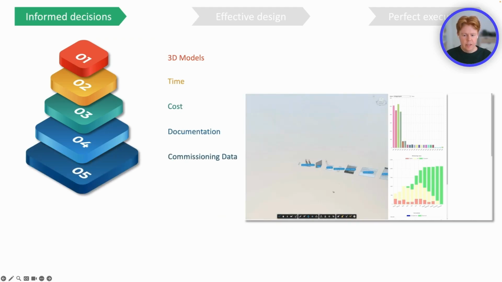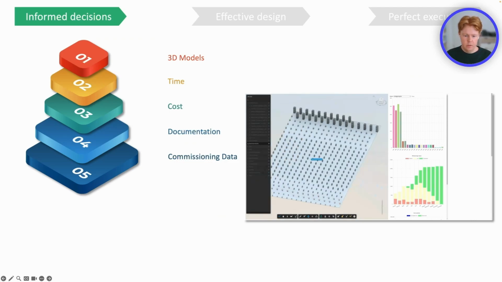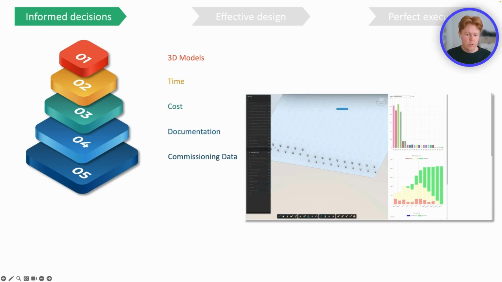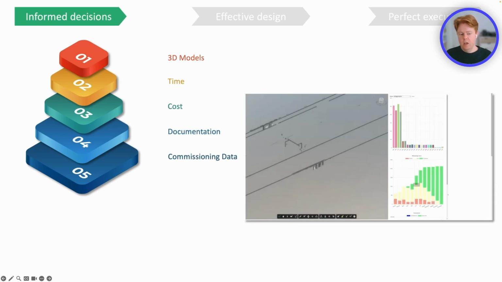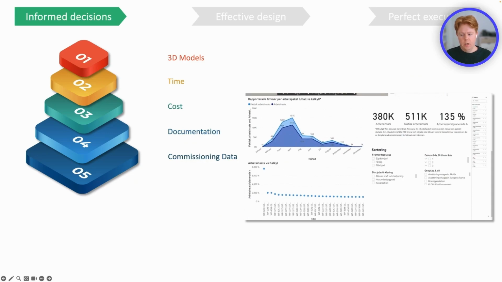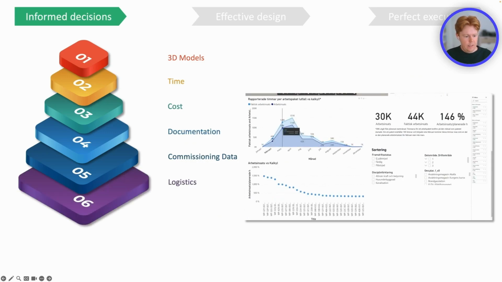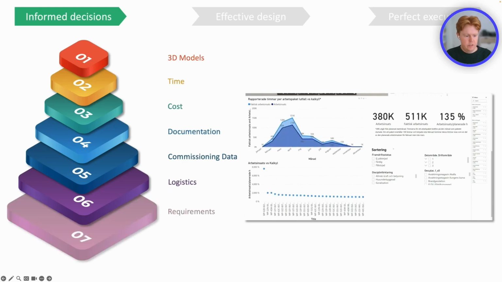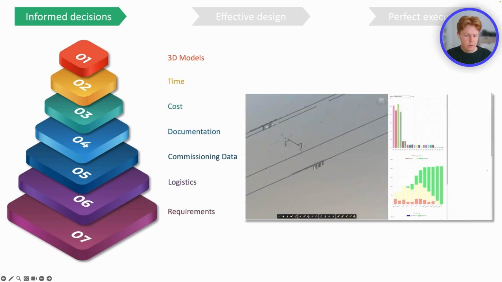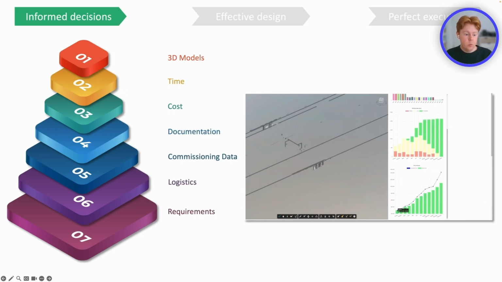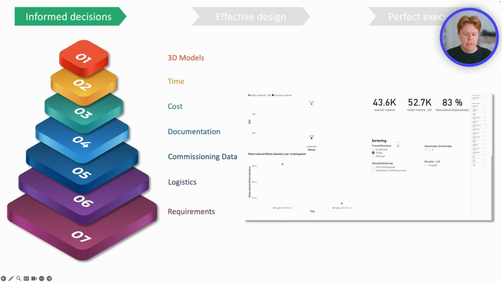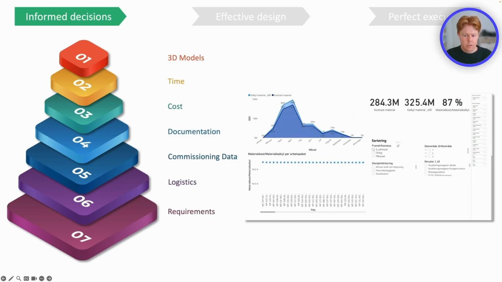And then we have commissioning data, which are forms: you fill out a form or a checklist, as you could also call it, with information as you're installing it, so to say. And then we also, like I was talking about, have logistics and requirements as two other layers on this pyramid. And this we're building to provide data and information to the stakeholders of the project.